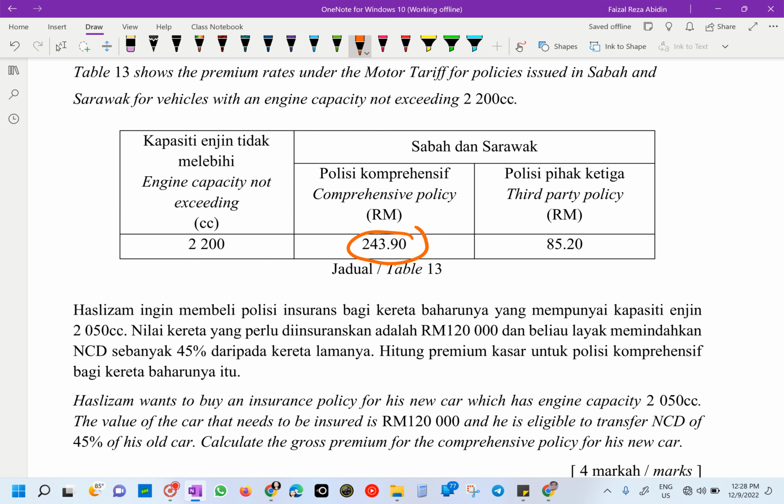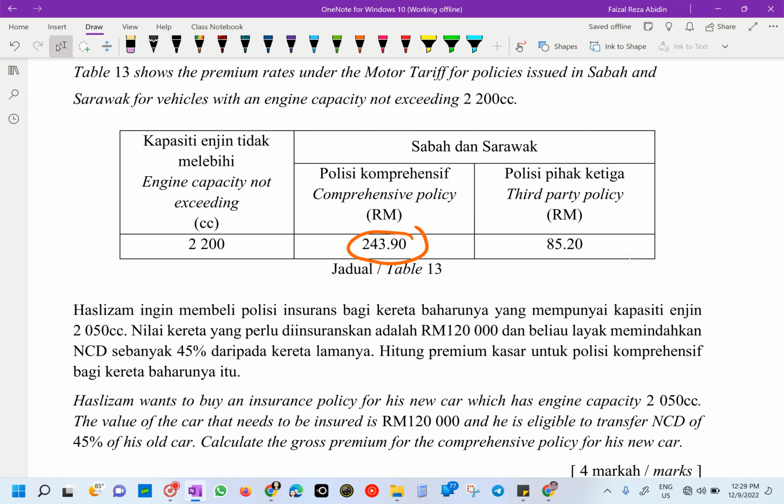Ini yang ramai yang lupa. Yang ni sepatutnya RM20.30 for Sabah Sarawak. Sorry. This one ada dalam buku teks kan? Ada. Kalau Semenanjung berapa? Are you sure? Yeah, so.